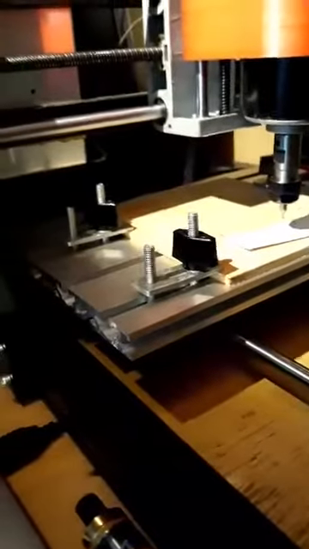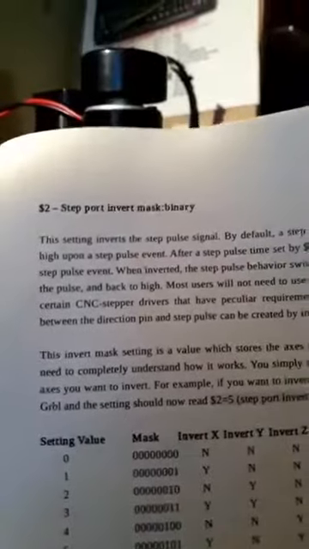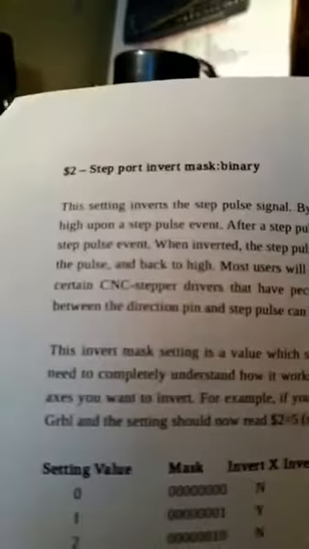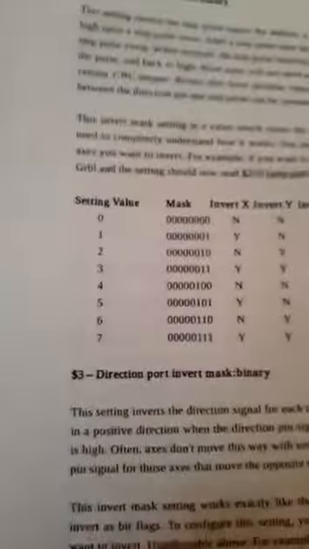Okay, so then I'm just going to go in here and bring it up and show it to you. And now here it says, for example, $2 step port invert mask binary. This setting inverts the step pulse signal. By default, a step signal starts at normal low and goes high upon a step pulse event. I could read all that, but I'm not going to waste your time. What I'm looking for is right here. Now this is the good part about it.